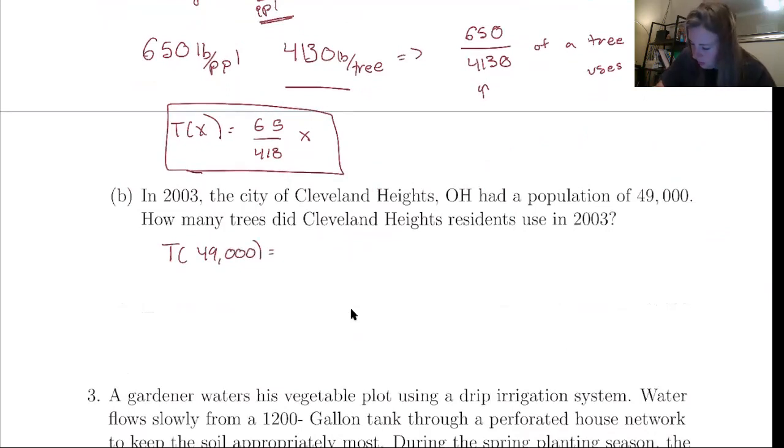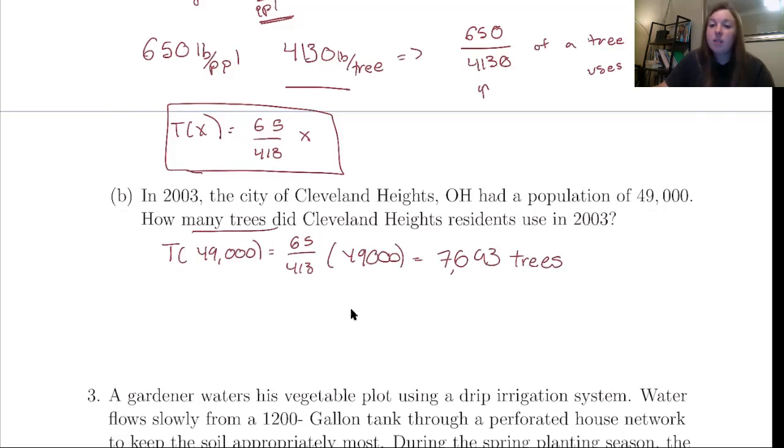So what I hope I said earlier, 65 over 413 times 49,000, and that'll be approximately 7,693. And it says how many trees, so it just gives me my units, so trees. Because I'm already given a year, so I'm assuming that's how much on average I use every year, so I don't have to do anything else to that. Okay.